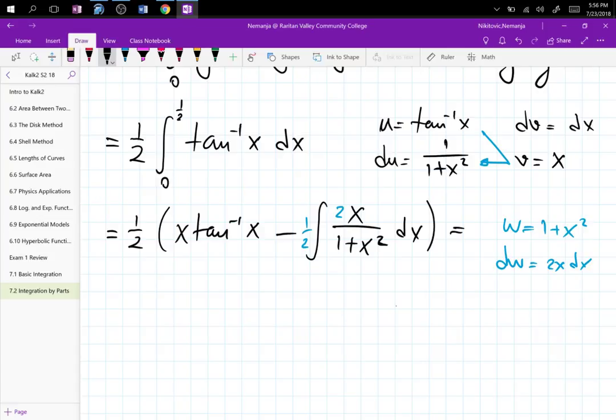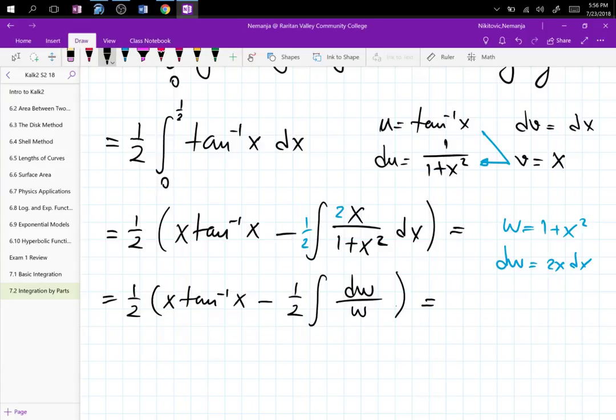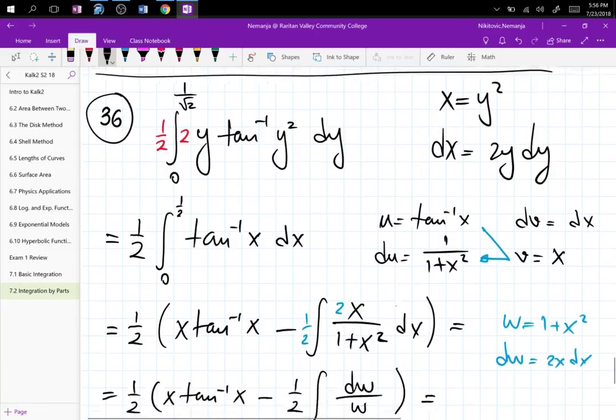All right, so now we have 1/2 x tangent inverse x minus 1/2 integral of dw over w. And what is that? Natural log of w. Yes. Tangent inverse, but since it's in terms of x, you gotta plug back in. Minus 1/2 ln of w, which is 1 plus x squared. And all of this is computed from 0 to 1/2.